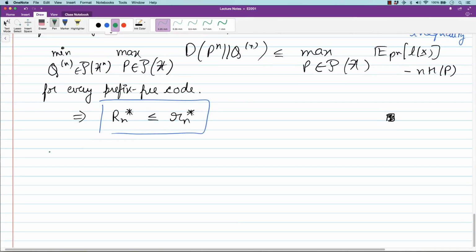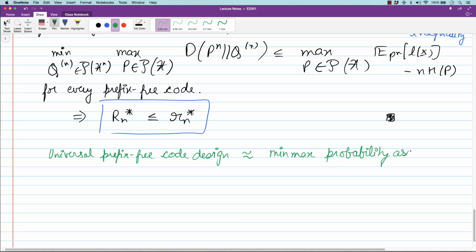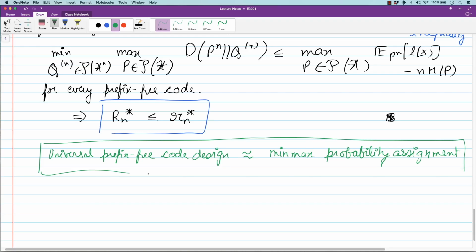Okay, I'll just note down this principle here. Universal prefix free code design is almost the same as the problem of min-max probability assignment. So you need to find out what probability model to use, how to assign probabilities to sequences, and these two problems are very close to each other.